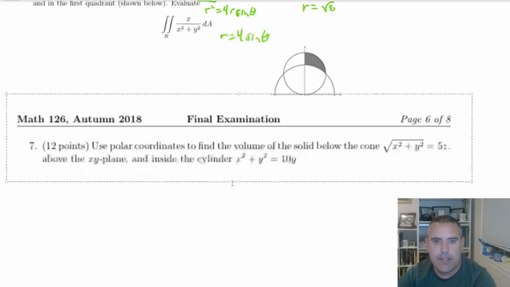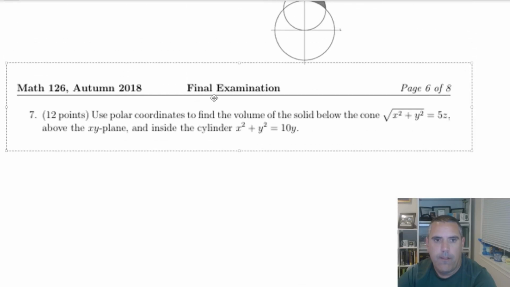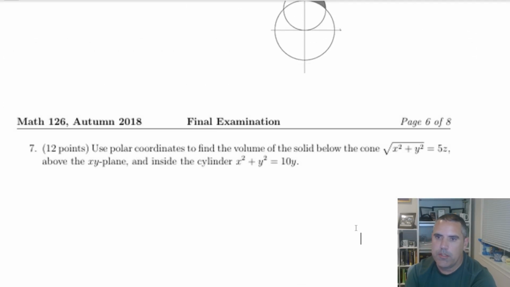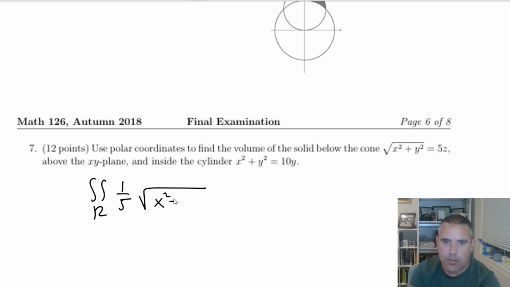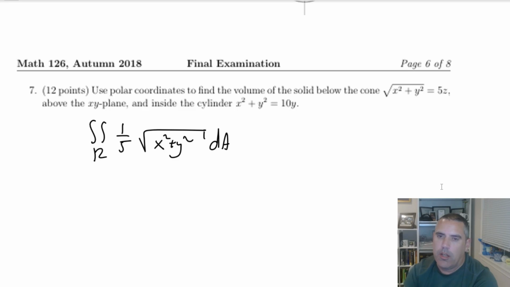Winter 2018, let's look at that. Use polar coordinates, find the volume of the solid below the cone, above the xy plane, and inside the cylinder. Okay, so it says below the cone. So I have 1/5, I'm solving for the z's. And sorry, my screenshot was a little blurry there. And then I'm going to draw the given xy equations. Okay, so I have this.